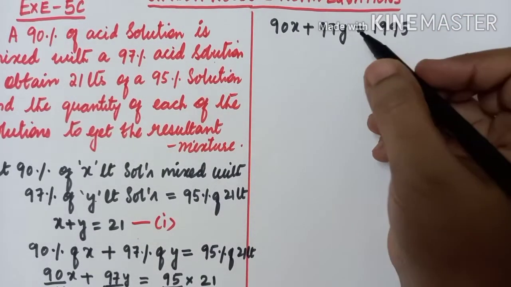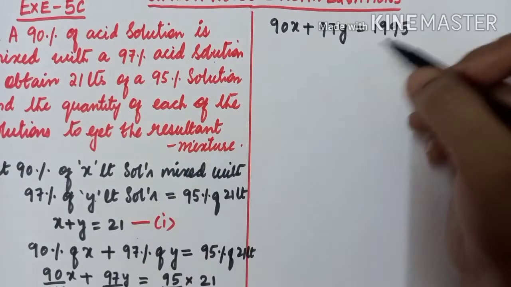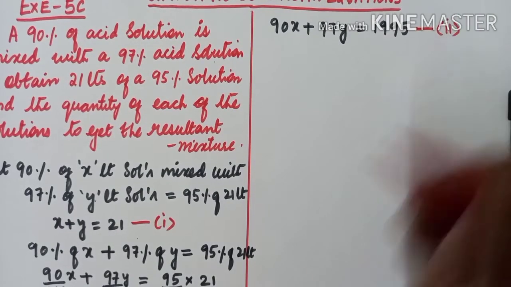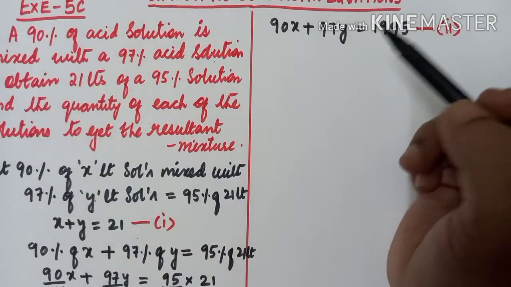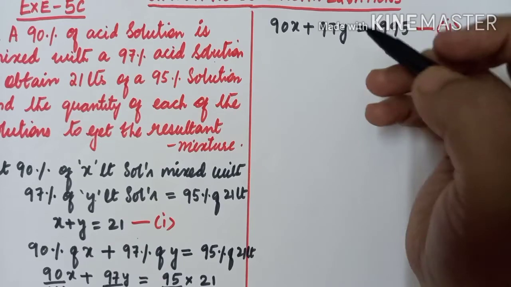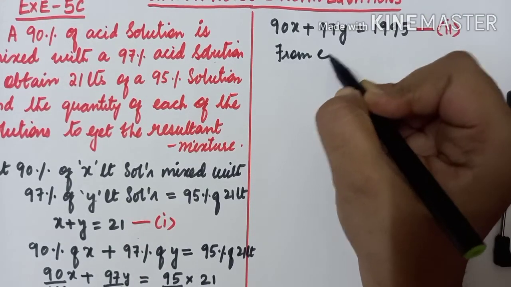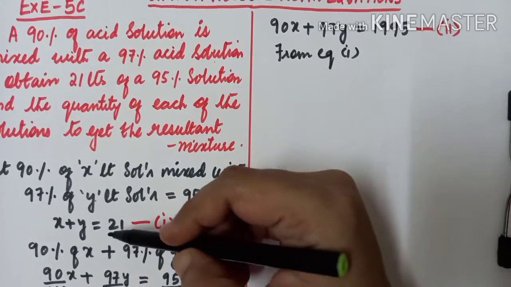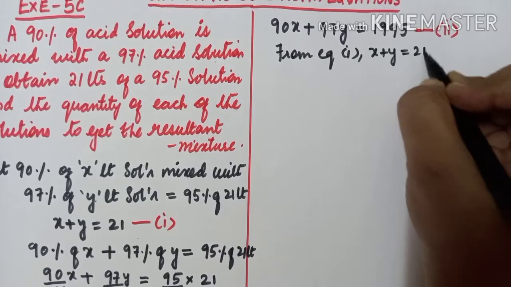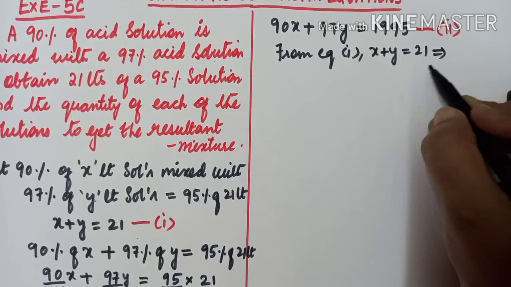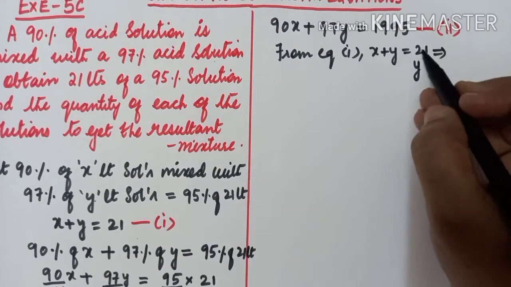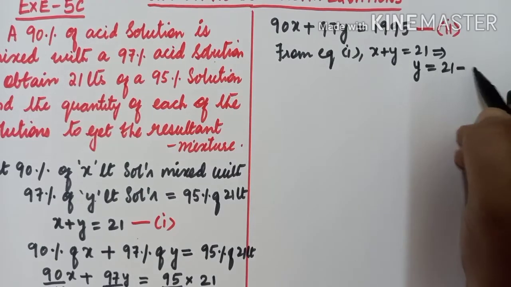So this is the standard form of simultaneous linear equations, the two equations you got. Let us name this equation 2. Now let us solve equation 1 and equation 2. From equation 1, x plus y equals 21, let us take what y will be. From this equation we can write y equals 21 minus x, since this plus x will become minus x.